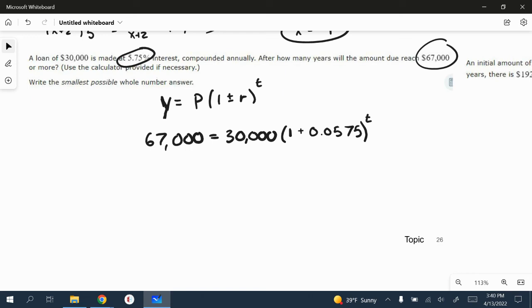Okay. Now I'm going to solve for t. And the first thing I should do here is divide both sides by 30,000.